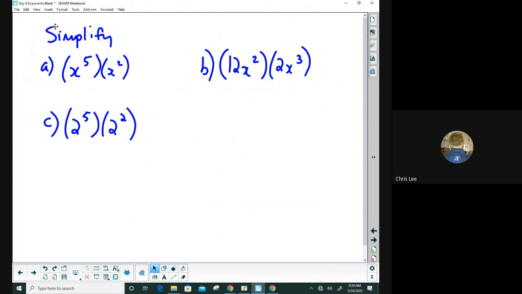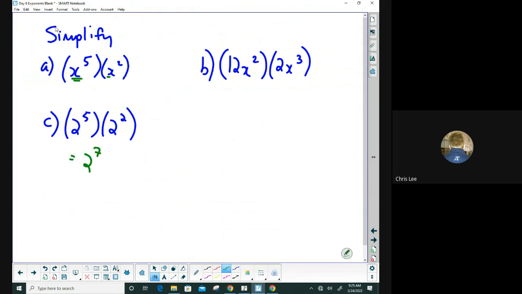Now, in this one, is 2 a coefficient? There's no x, that's part of it. Yeah, that's right. But this is just a base in the exponent. This is 2 to the power of 5. So 2 is the base, not a coefficient. So when I'm multiplying powers with the same base, I keep the base and I add the exponents. So what's my answer to this one? 2 to the power of 7.